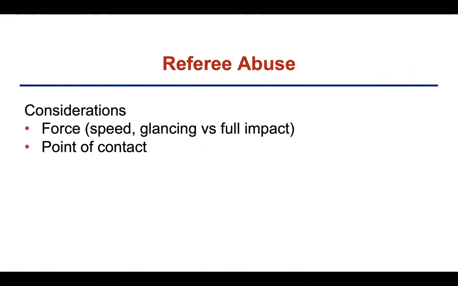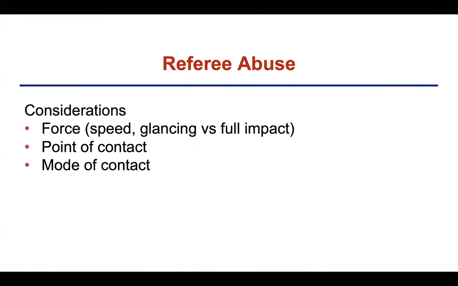Point of contact, hopefully you've heard that from me before. Point of contact is where on the body of the person who received the foul was hit. Mode of contact means what part of the body did the person committing the foul use to make contact. A nice, easy way to think about this is if I punch you in the face, the point of contact is your face, the mode of contact is my fist.